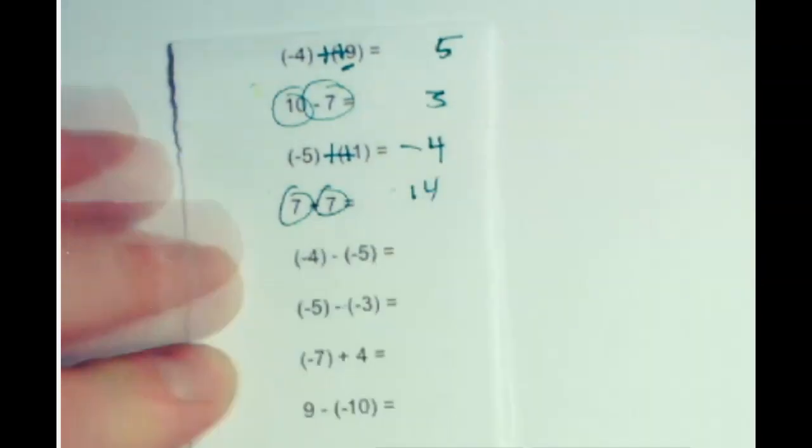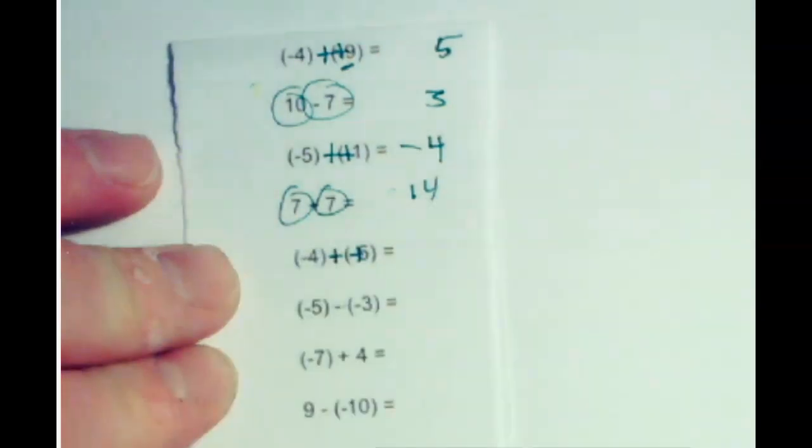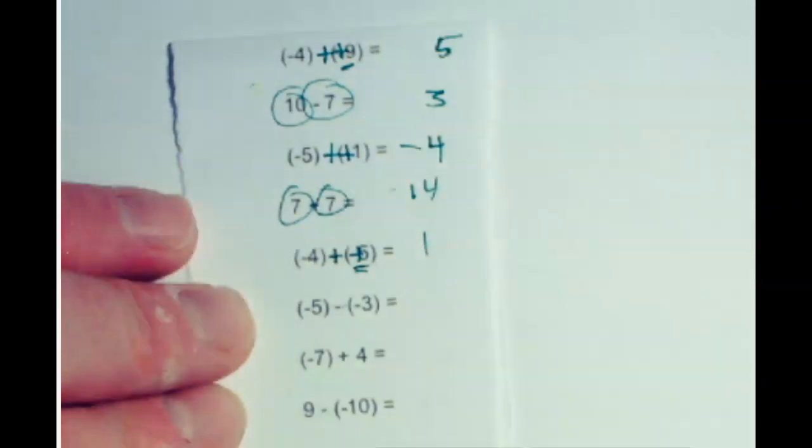Next one. Double shot. Okay? What's the difference? Now we have different signs. The difference is 1, and it's positive. The 5 is a greater absolute value than the negative 4. Ooh, same type of problem. Do it.